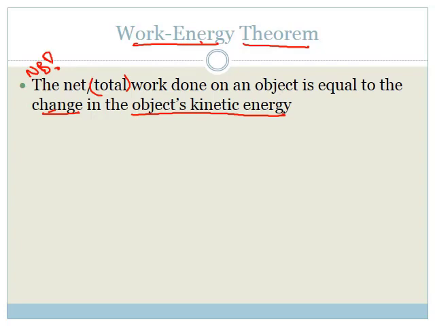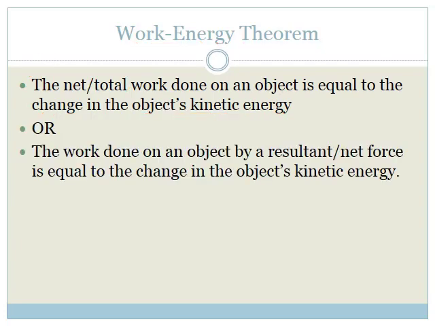Now, there's another way we can say this. We could also say the work done on an object by a resultant force is equal to the change in the object's kinetic energy. Okay, so we either say the net work done, net or total, you don't use both words, done on an object is equal to the change in the object's kinetic energy, or we can say the work done on an object by a resultant force is equal to the change in the object's kinetic energy.